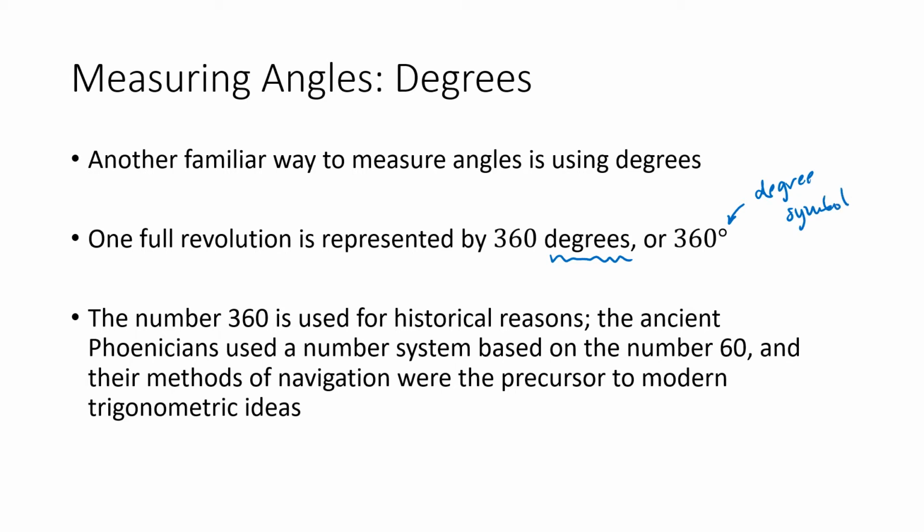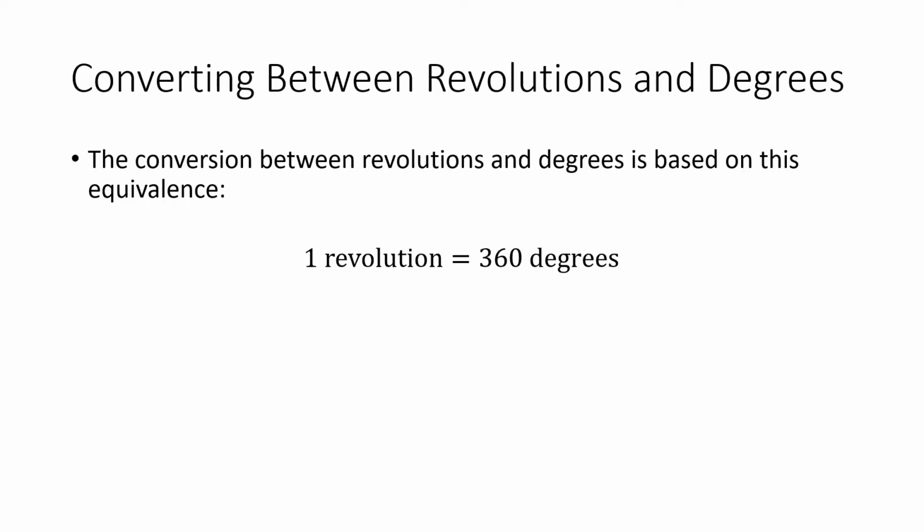And if that number 360 seems a little strange to you, it's actually for historical reasons. The ancient Phoenicians used a number system that was based on the number 60, and they really were innovators of navigation tools, and a lot of those tools are precursors to what we think of in the modern day as trigonometry. So how do revolutions and degrees relate to each other? Well, one revolution is 360 degrees. So this gives us a way of converting between revolutions and degrees.